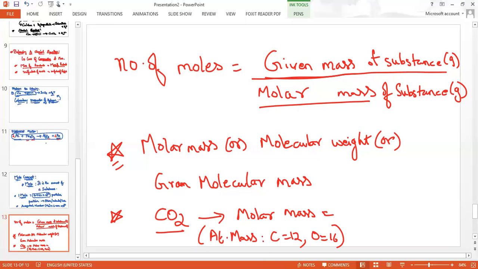44 is the right answer. We have one carbon atom, so 12 into 1, plus 2 oxygen atoms, so 16 into 2, that is 32. 12 plus 32 is 44. So 44. What is the unit?